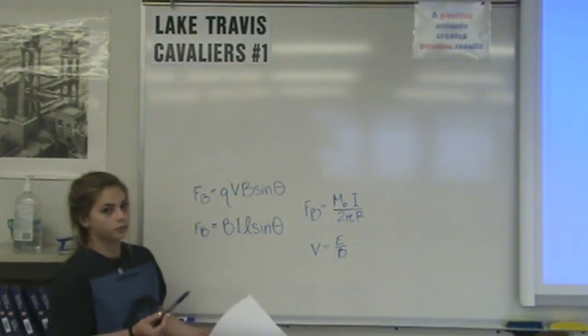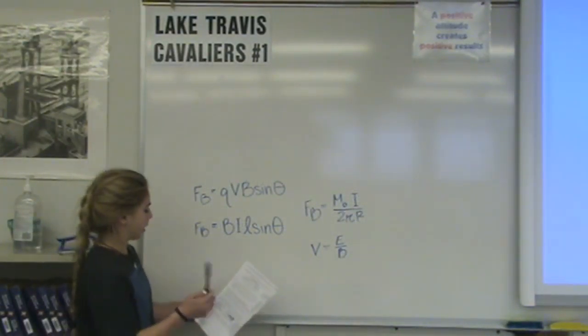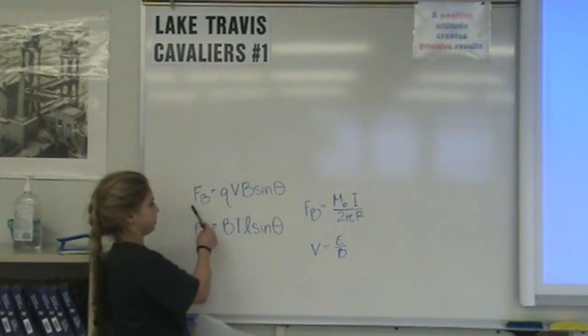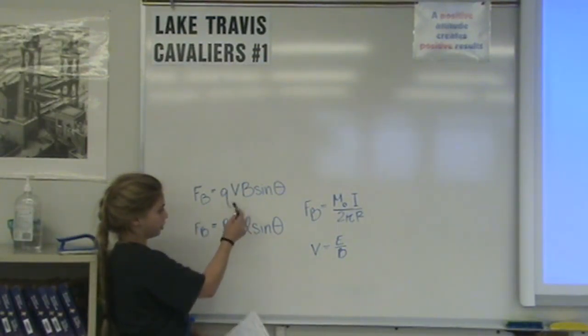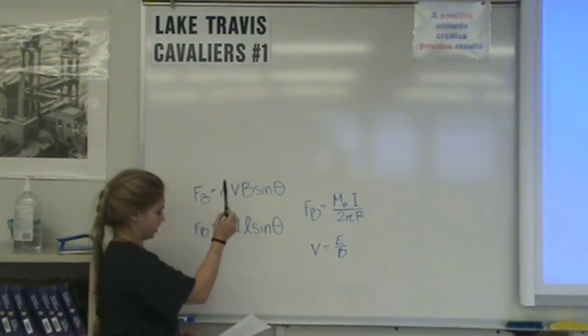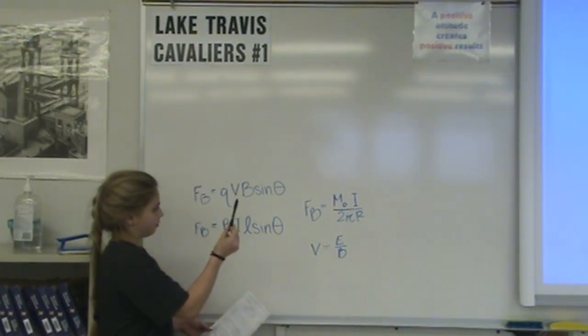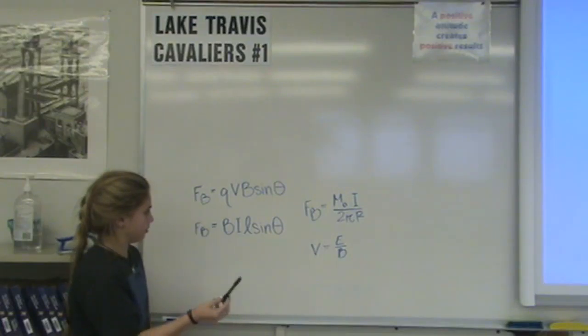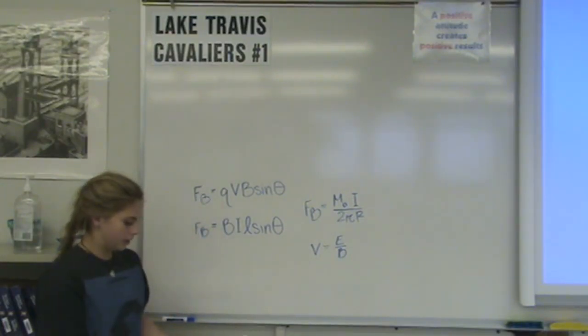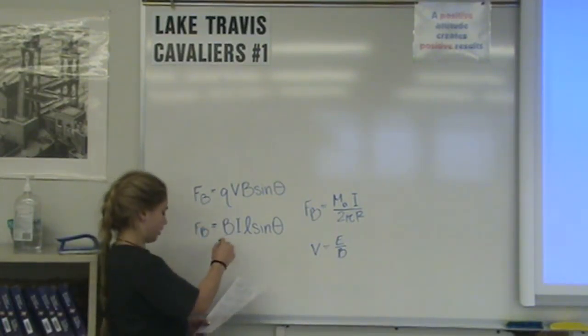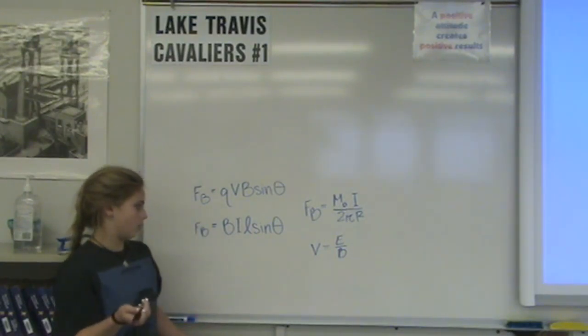Okay, so here are some problems for magnetism. For magnetic force on charged particles, you use this equation, where Q is the charge in coulombs, V is velocity, B is magnetic field, and theta is the angle between B and V. And this equation here is the magnetic force on a current-carrying wire.